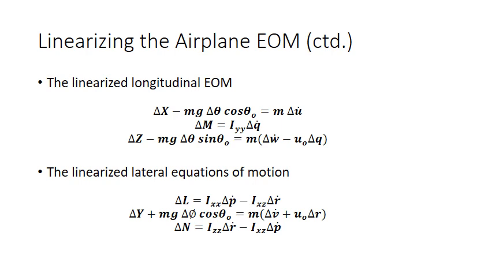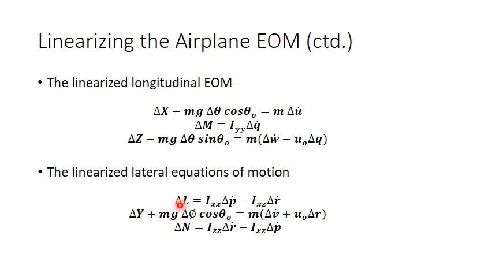Applying the same procedure to the sixth equation of motion, the linearized longitudinal equation of motion becomes as follows. These are the three equations representing the longitudinal equation of motion. And the linearized lateral equations of motion will be as follows. These are the three equations of motion representing the lateral motion.